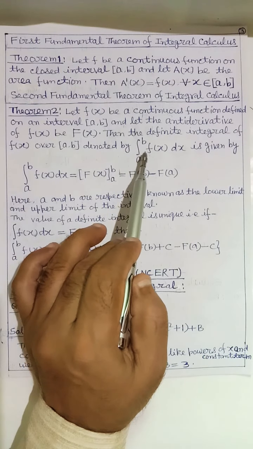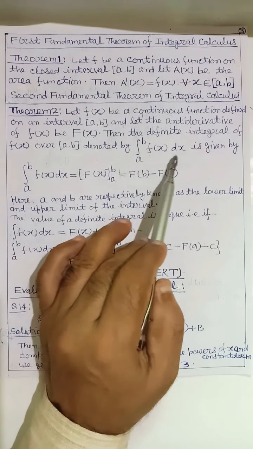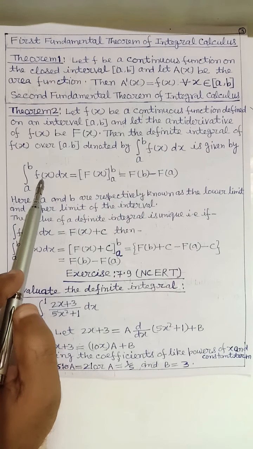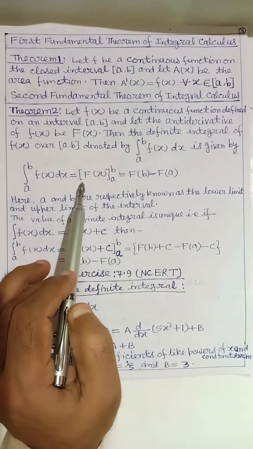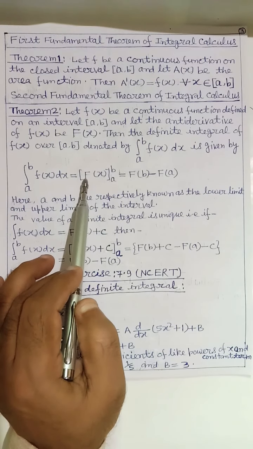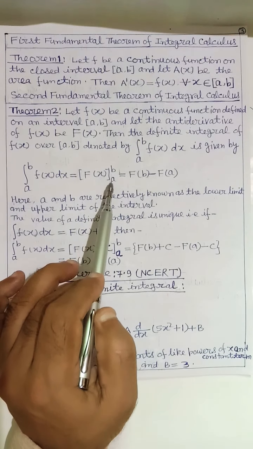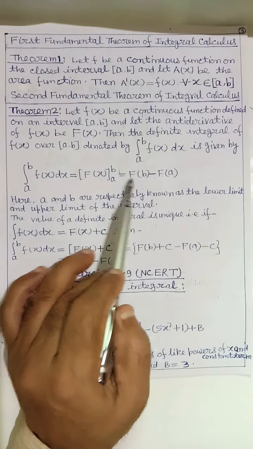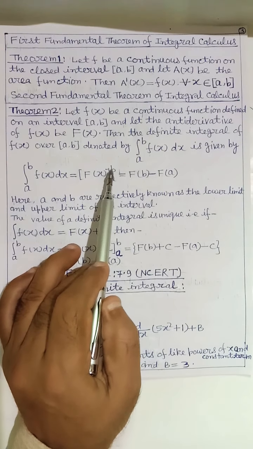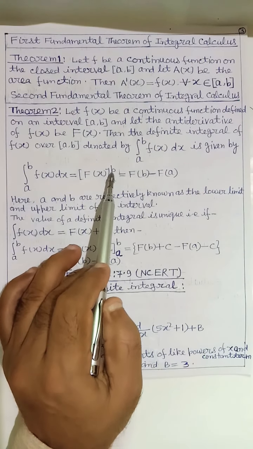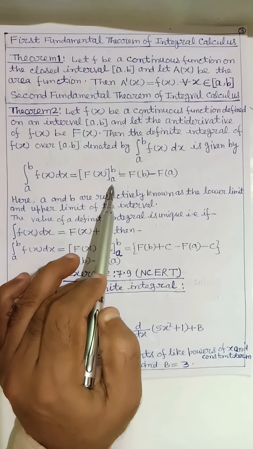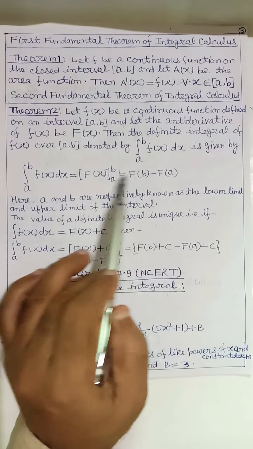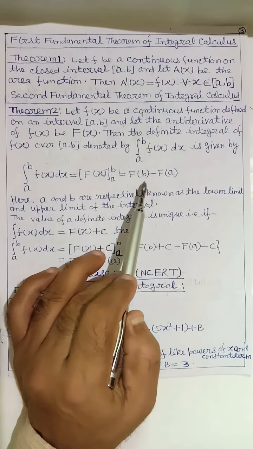Then the definite integral of f(x) over closed interval a to b, denoted by the integral of f(x) dx from a to b, is given by capital F(x) from a to b, and this is equal to F(b) minus F(a). Here, first we put the upper limit, b is called the upper limit and a is called the lower limit. So first we put the upper limit, F(b) minus F(a).